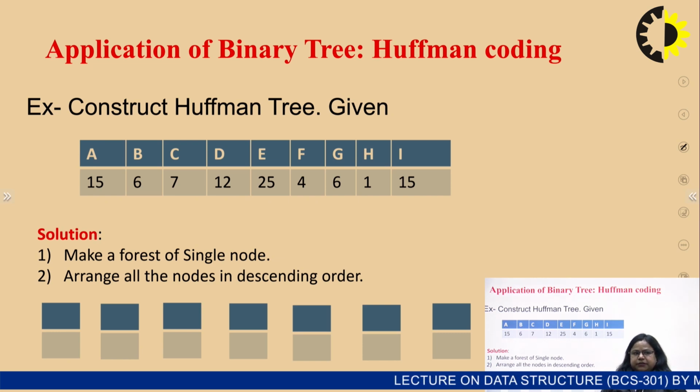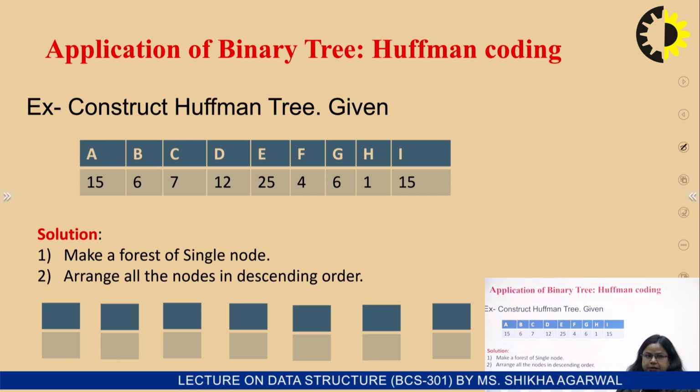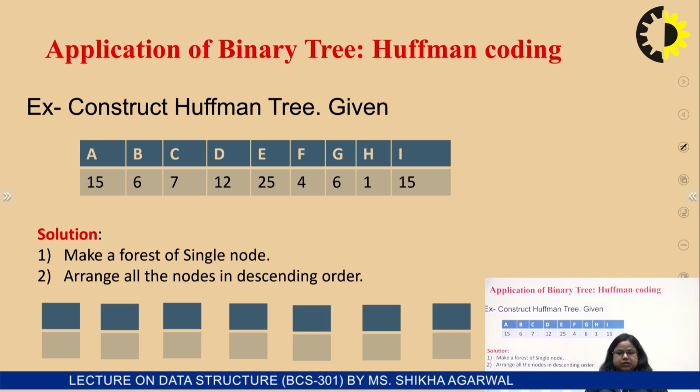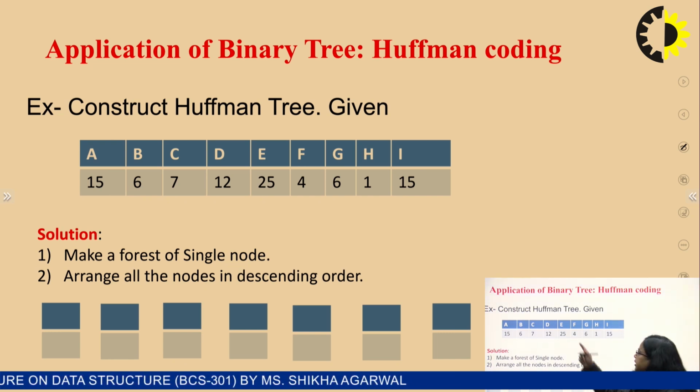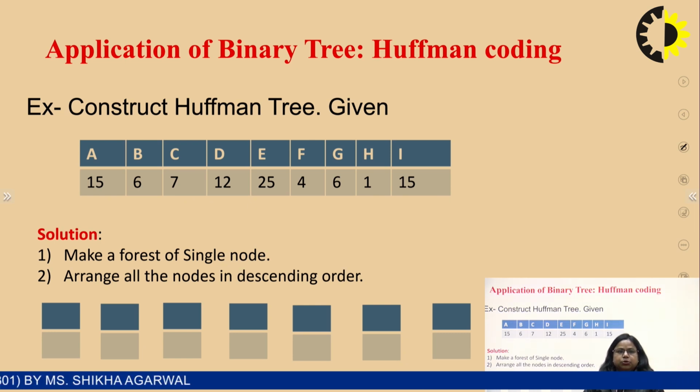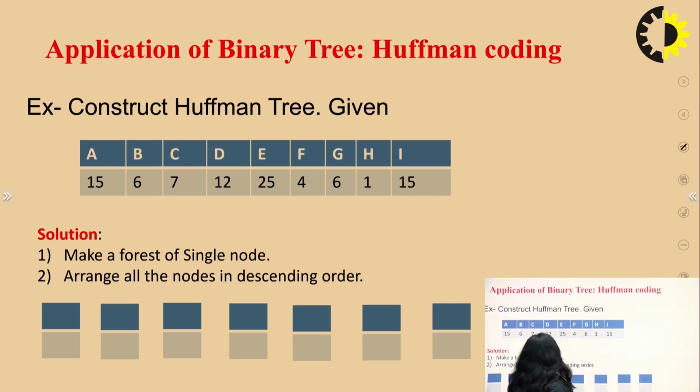Now let's begin with the numerical. The numerical says we have to construct a Huffman tree with the given characters, with the given nodes. You can see that we have n nodes in the tree, and each node has a weight. First of all, this is a forest, so we have to make a forest and arrange all the nodes in order.